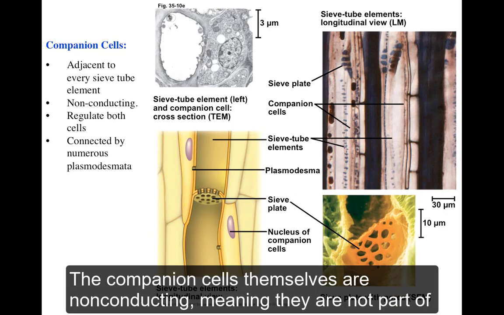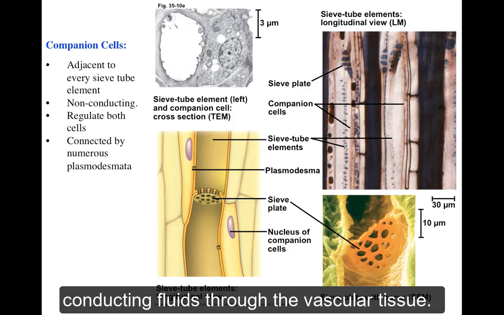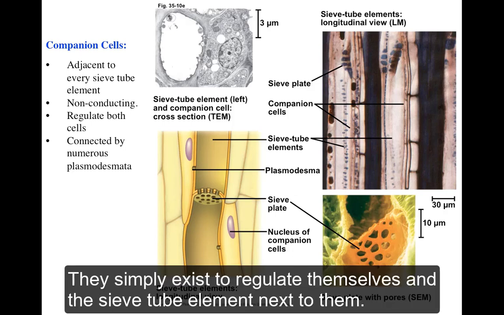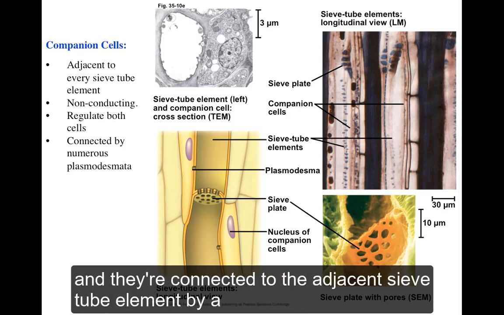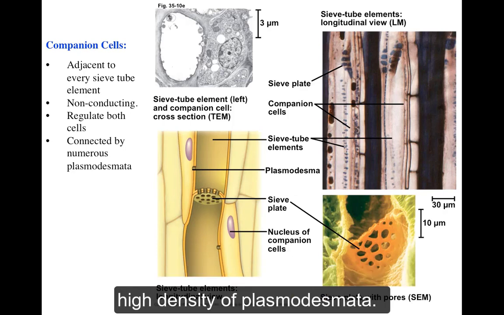The companion cells themselves are non-conducting, meaning they are not part of conducting fluids through the vascular tissue. They simply exist to regulate both themselves and the sieve tube element next to them. To facilitate this regulation, they have a dense cytoplasm with many organelles, and they're connected to the adjacent sieve tube element by a high density of plasmodesmata.